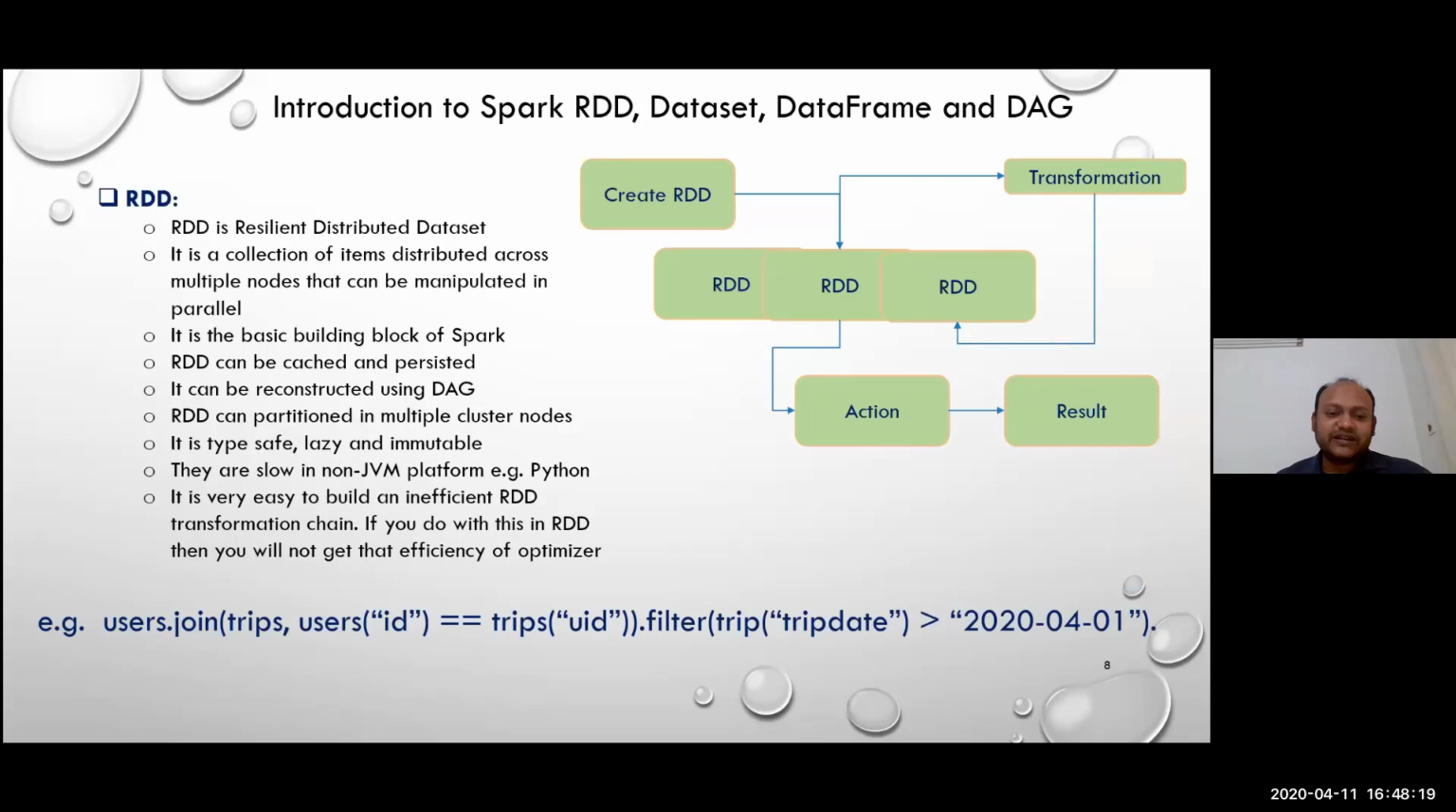So let us understand what Spark RDD, Dataset, DataFrame, and DAG are. RDD is called a Resilient Distributed Dataset.